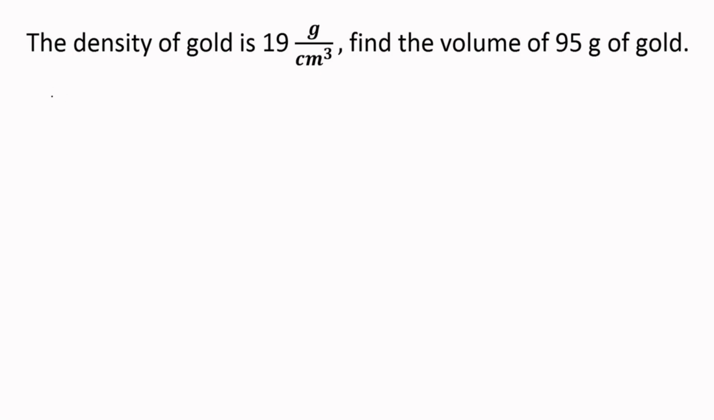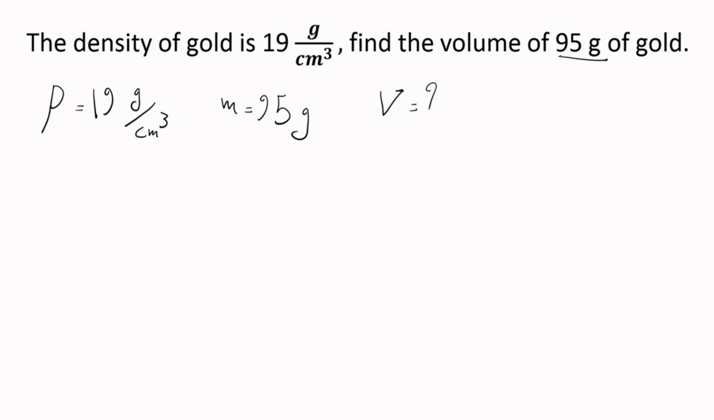I have density of gold. I'm going to write the information here, and I strongly suggest you to do exactly like me. And we have the mass, which is 95 gram. M is equal to 95 gram. The question expects us to calculate the volume.